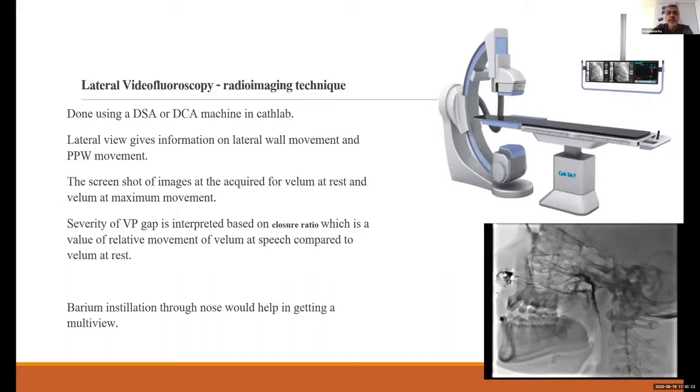If you use barium swallow, either in the form of a liquid, then through the nose, it will be helpful in getting a multi-view. When we do a lateral video fluoroscopy, that is not usually done. Next slide, please.